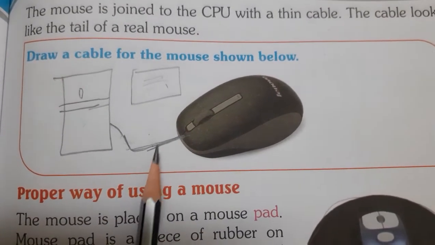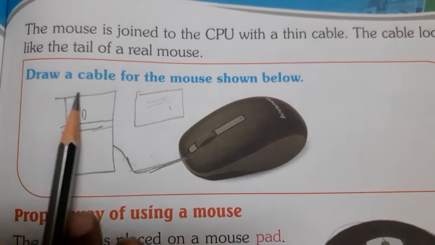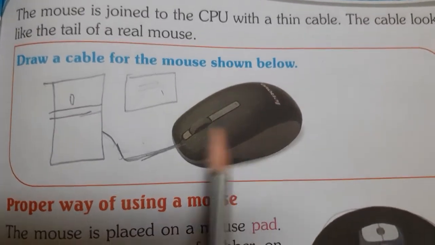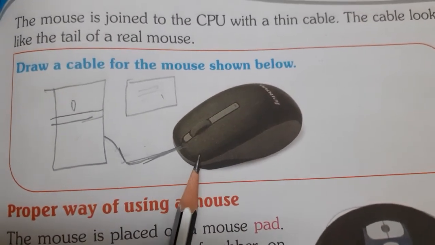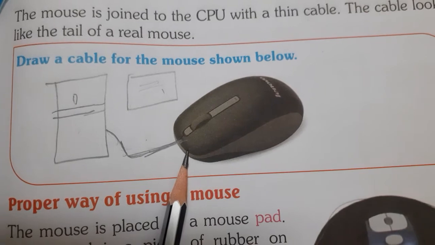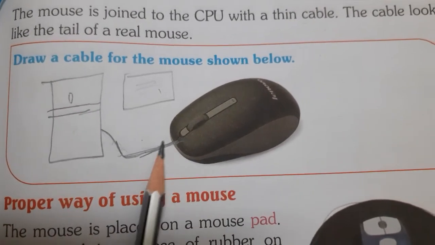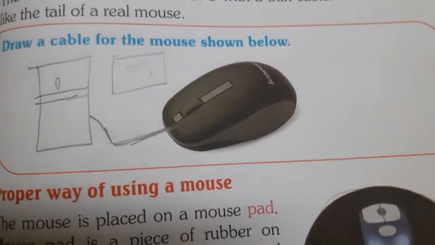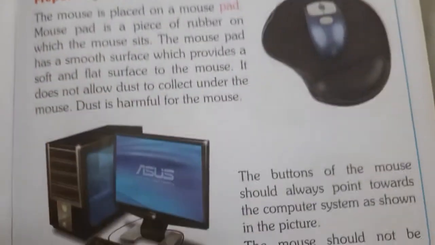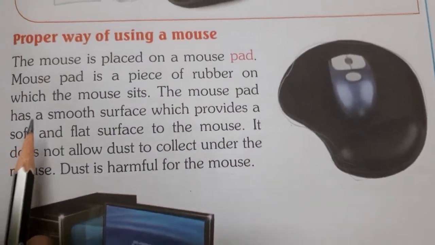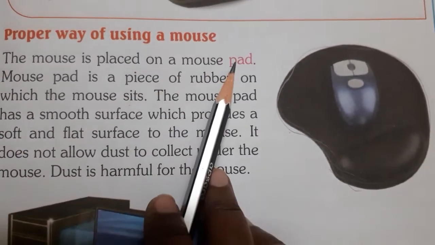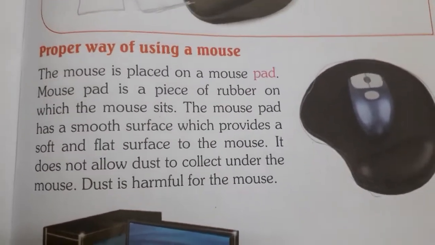Okay, see. Here one activity is given: draw a cable for the mouse shown below. So children, you also draw like this in your textbook. Draw a tail and draw a small CPU picture and connect this with the CPU. Okay children, this is the activity. Next, proper way of using the mouse. So how will we use the mouse?